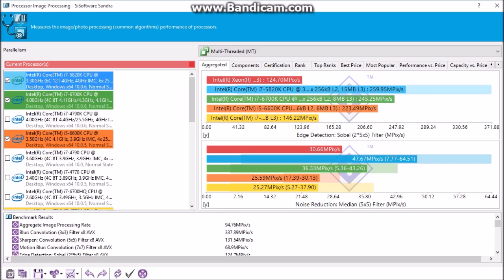I don't think the 5820K is Skylake architecture, is it? I think it's previous architecture, I think that was on X99. So still 5th gen, I think, but it's still not quite within the ballpark of those CPUs.